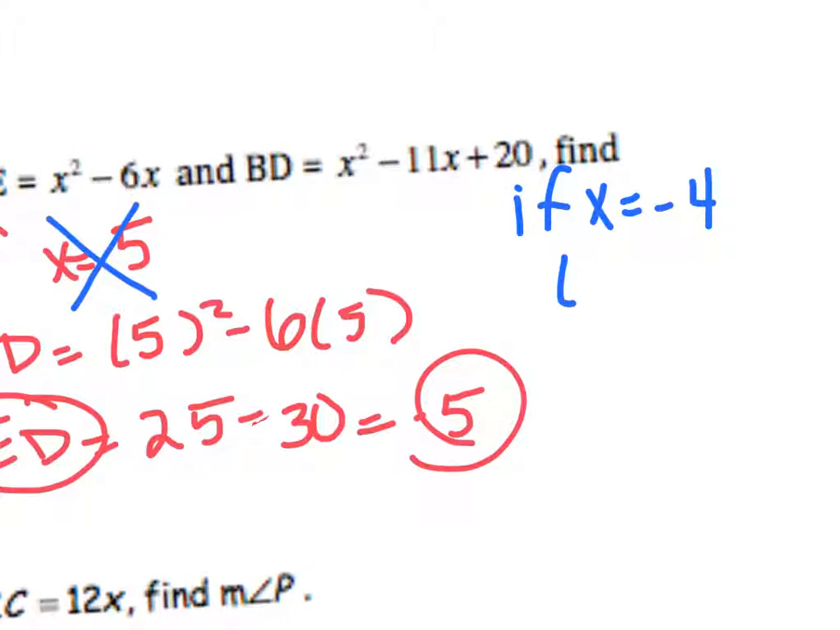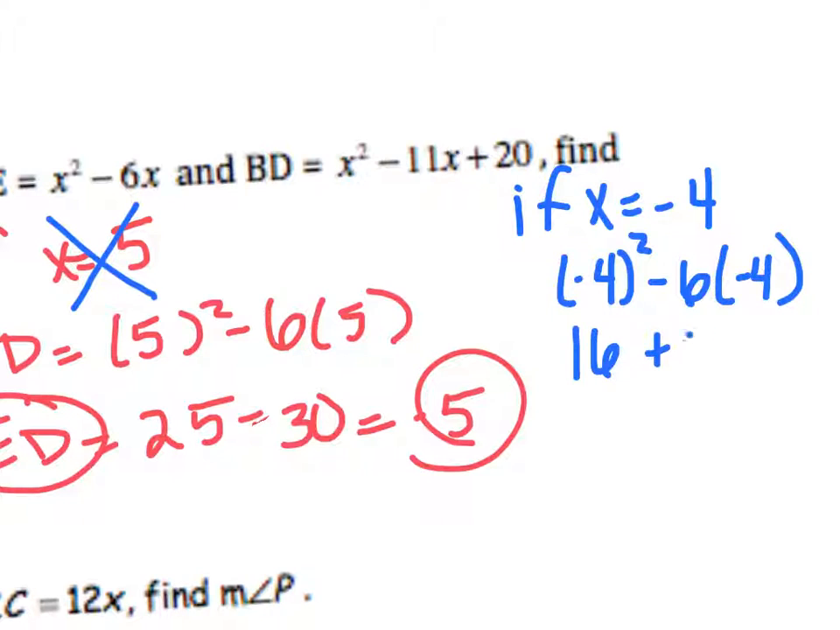Okay, so this would be (-4) squared minus 6 times (-4). Parentheses are huge when you do this. And sure enough, this is going to get us 40. So we got a positive number.